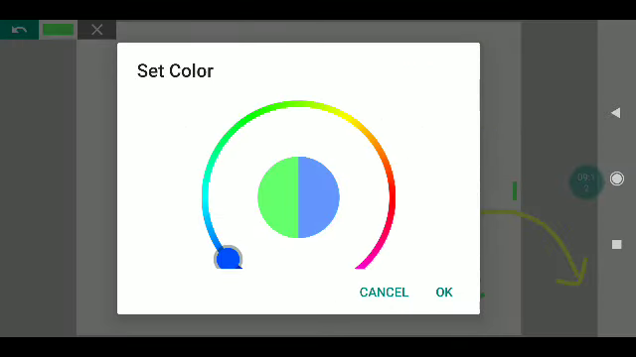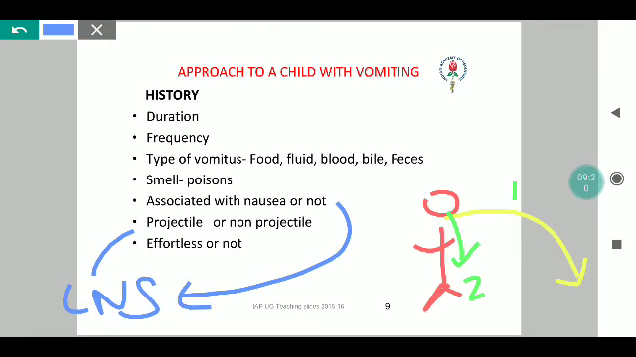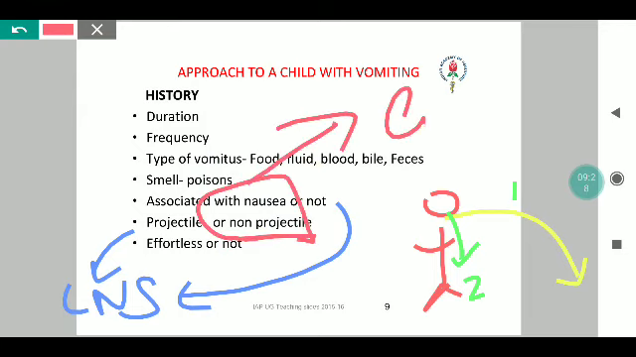Now, projectile vomiting is generally seen in a CNS cause, and projectile vomiting without nausea is also a CNS cause. Whereas non-projectile with nausea is generally a gastrointestinal cause of vomiting. I've specifically highlighted with the 2 colors. Projectile vomiting without nausea is a CNS cause, and non-projectile vomiting with nausea is a gastrointestinal cause of vomiting.